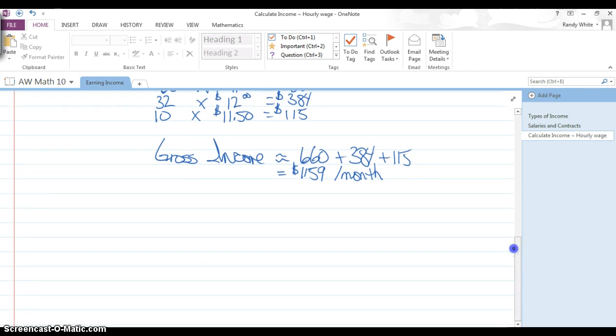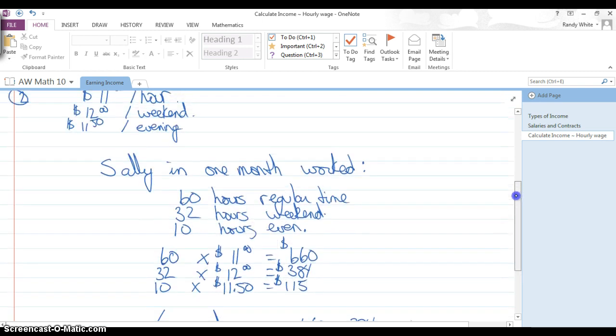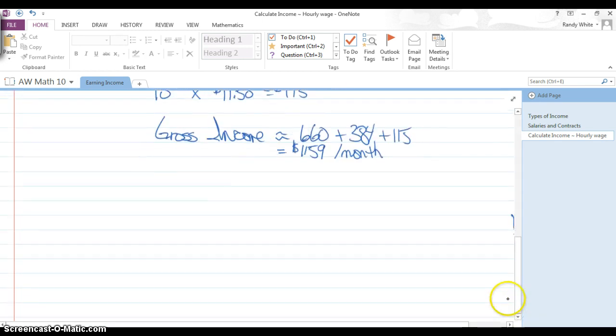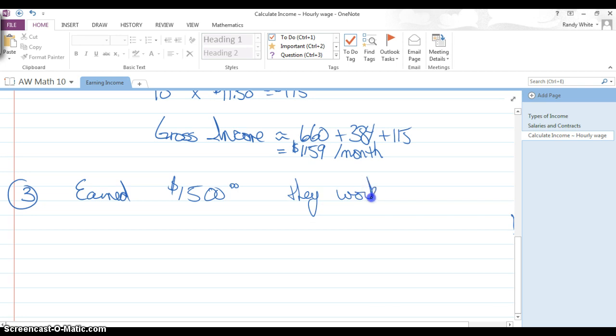Sometimes people want to know what their hourly wage is. Say, for example, they're on salary, but they want to know what their hourly wage is. They can do some math for that too. So let's say they've earned $1,500, and they worked, let's say, I don't know, 120 hours.